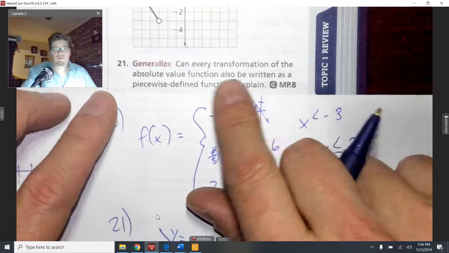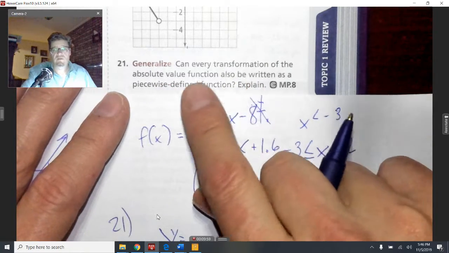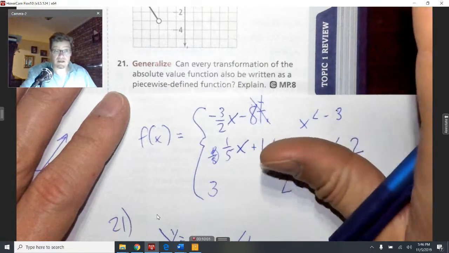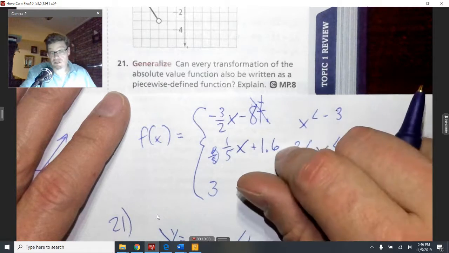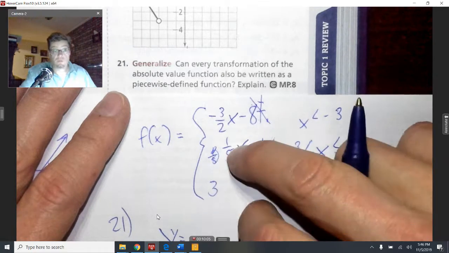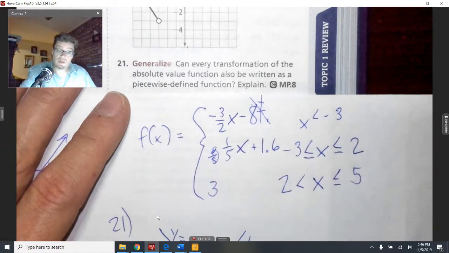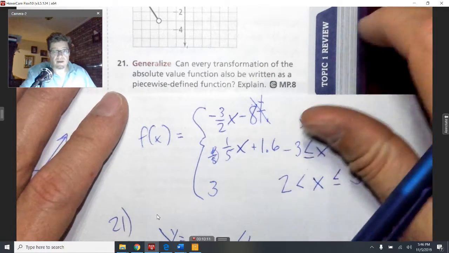and so to answer that, can every transformation of the absolute value function also be written as a piecewise function? Yes. It would be a piecewise function with two parts, one in which the slope is negative and one in which the slope is positive. All right, so that's number 21.